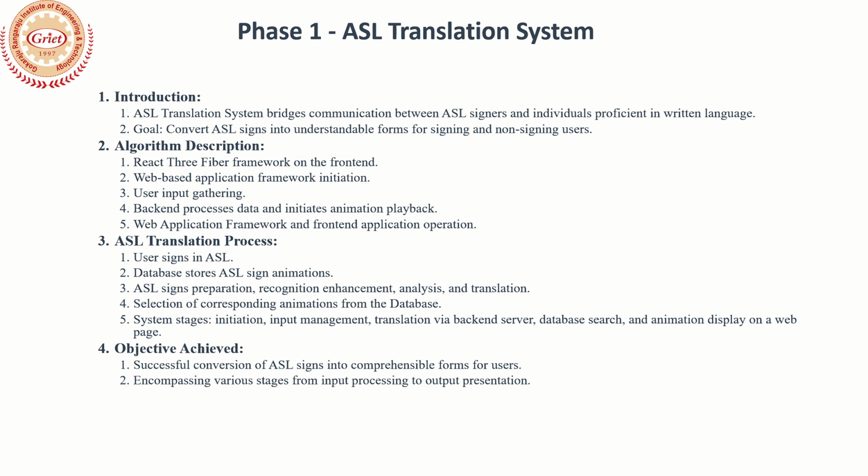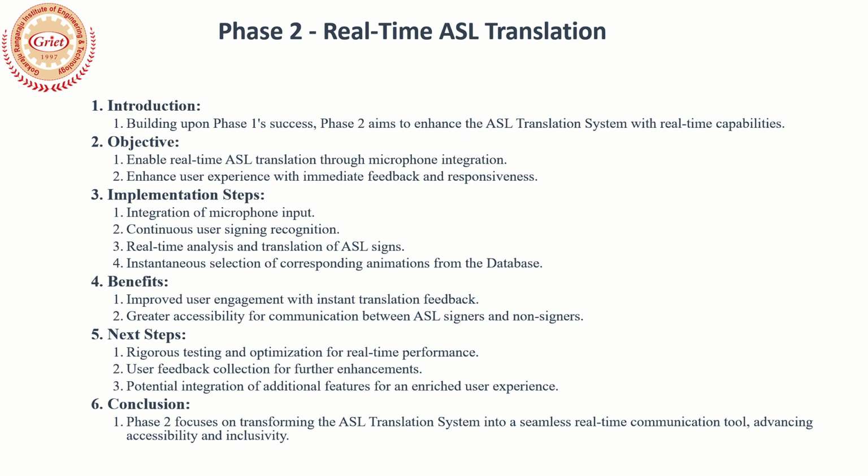Our objective was to create an ASL sign model which can translate the given text into signs. Phase 2 builds on phase 1 and aims to enhance the ASL translation system with real-time capabilities, with the same objective, implementation steps, benefits, next steps, and conclusion. We will go into the further slides.